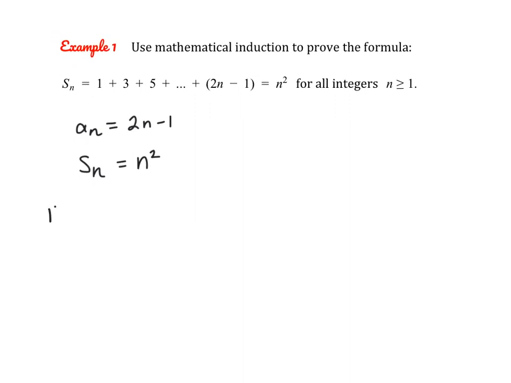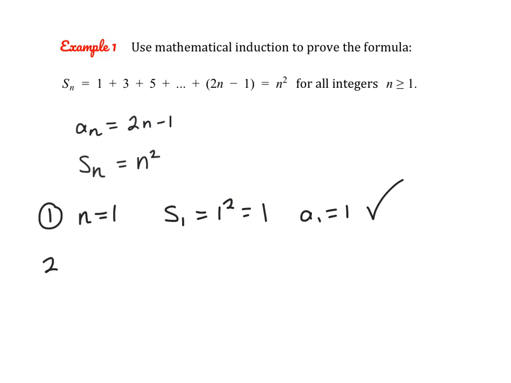So remember, step 1 is to always check to make sure that n equals 1 is true for the thing we're trying to prove. So according to our formula, the sum of the first 1 term should be 1 squared, which is 1. Now if you look at your sequence, a sub 1 is 1, so this is true. That formula works for n equals 1.